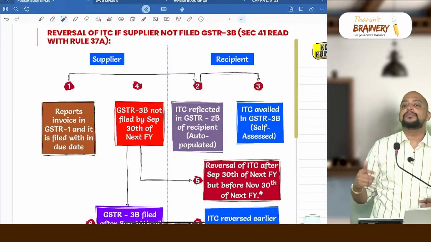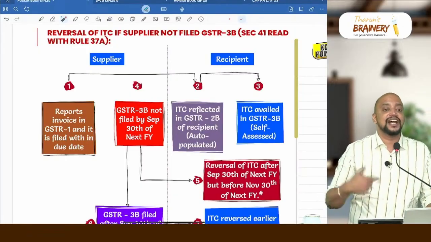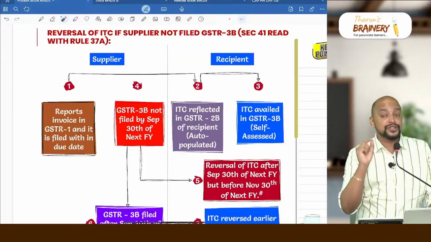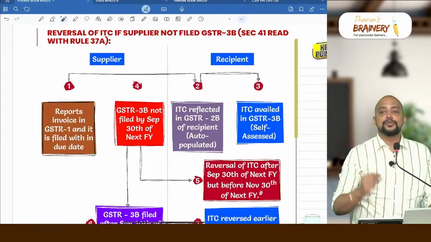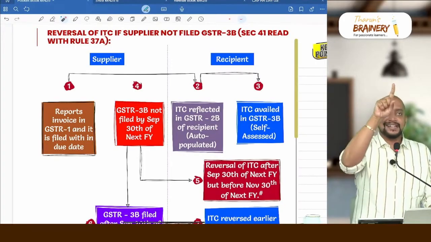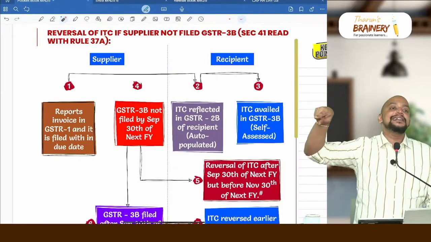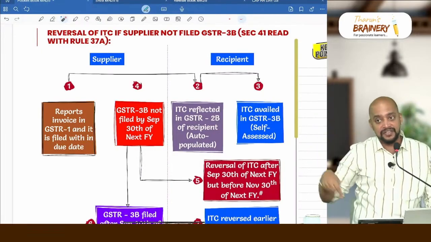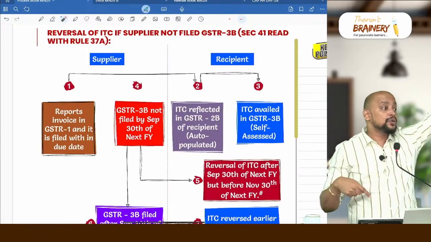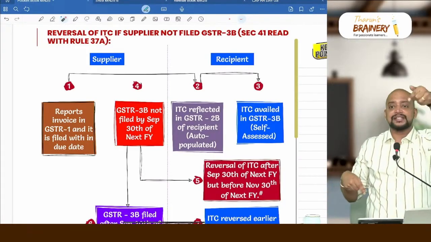So that data will be made available to the recipient in his GSTR 2B. Whose GSTR 2B? Recipient's GSTR 2B. There will be 3 columns: ITC available, ITC not available, ITC reversal, like that. In that ITC reversal, when they see, they will identify who are all the suppliers who have not filed the GSTR 3B by September 30th.